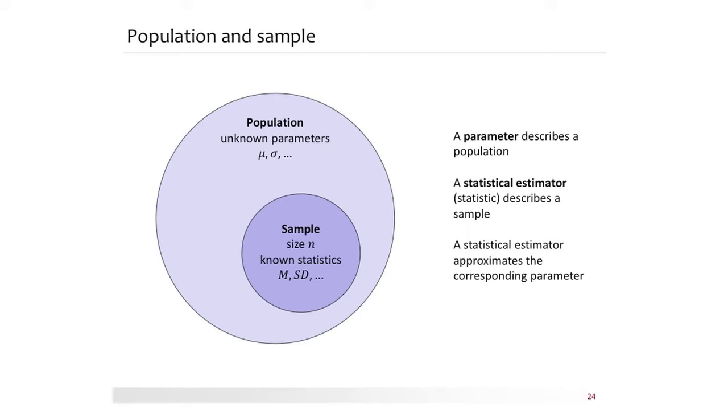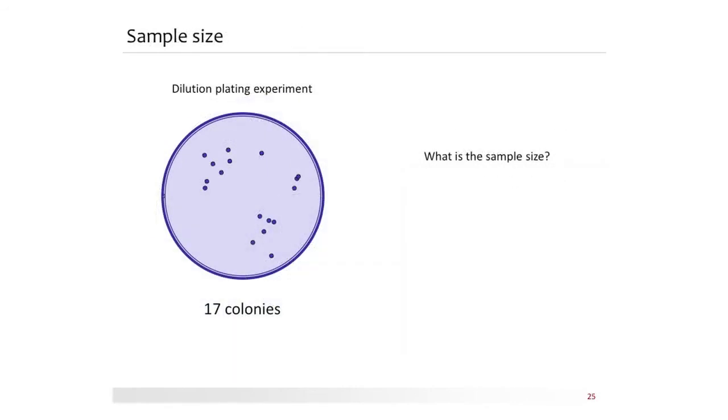And while a population is described by unknown parameters, like mean, standard deviation, and so on, a sample of size n is characterized by known statistics or statistical estimators. So this is this term, statistical estimator. Sometimes you use the term statistic, it's singular, and it describes sample parameters. So one statistical estimator approximates the corresponding parameter in the population. So sample mean would approximate population mean, sample standard deviation would approximate population standard deviation.